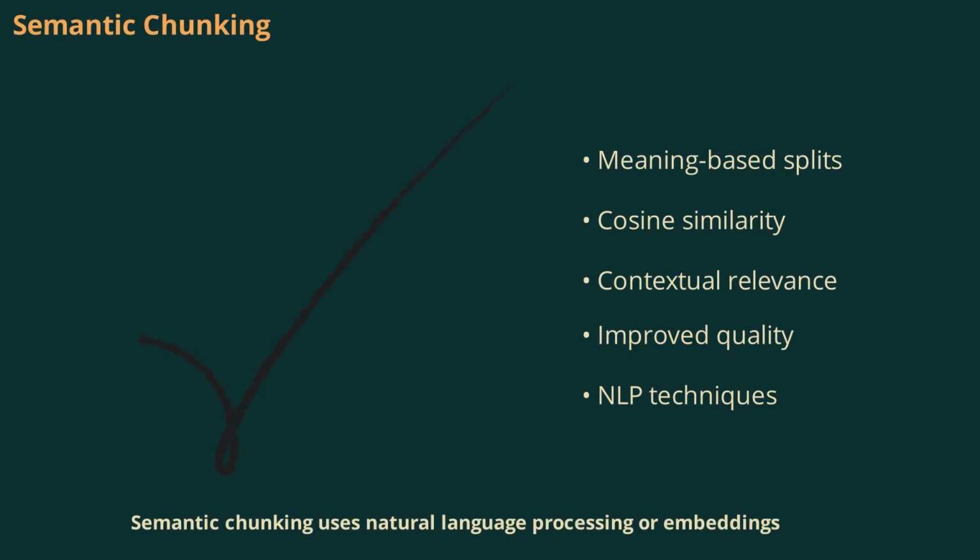performance. Semantic chunking uses natural language processing or embeddings to find natural breakpoints in text based on meaning, rather than static token or character counts. For example, it might compute the cosine similarity between sentences and split the document only when the similarity drops below a threshold, indicating a shift in topic. This approach ensures that chunks are meaningful and contextually relevant, improving retrieval and generation quality.